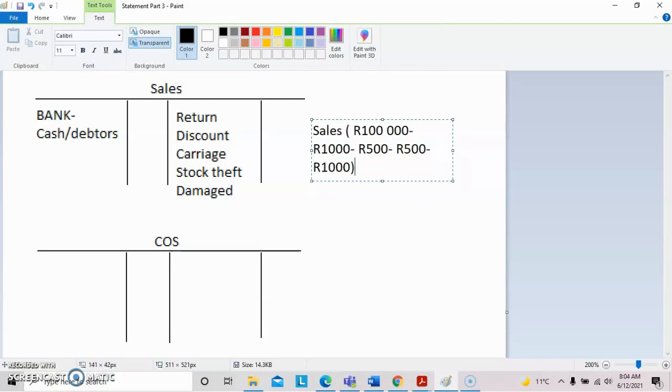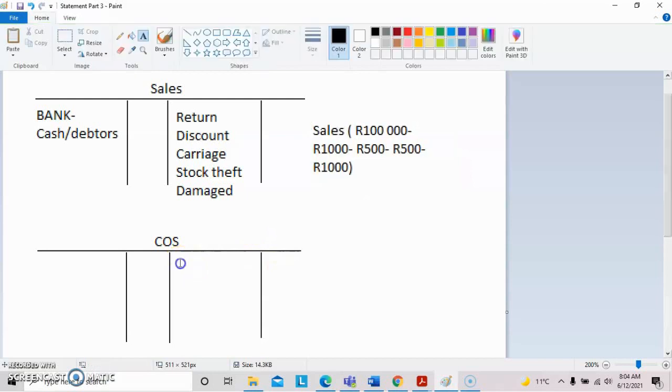Okay, so after minusing all these other things, the amount that you will get will be put into your income statement. So this is how it looks when we are talking about the T accounts, and this is how it looks in your income statement. Okay, I know this is very basic, but you are also more than welcome to ask me questions.